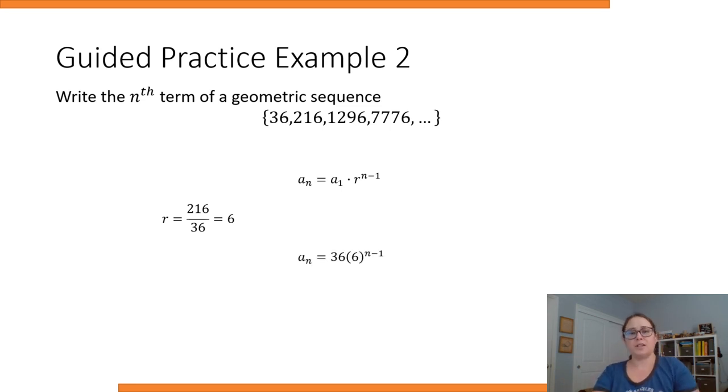Okay, so now that I have the first term and I have the common ratio, I can plug everything into that formula. So an equals 36 times 6 to the n minus 1. And if you're ever not sure, you can always test out your nth term by plugging in a value. For instance, if I plugged in 4 for n, that should find me the fourth term, which should be equal to the fourth term we were given, which was 7776. And that's how you find the nth term of a geometric sequence.